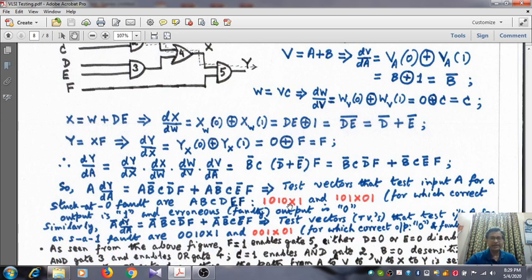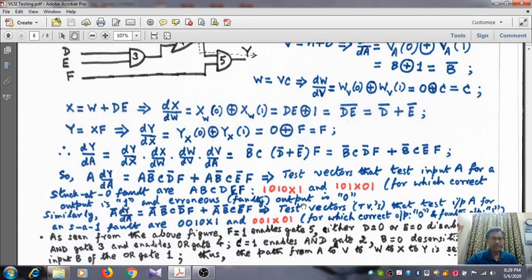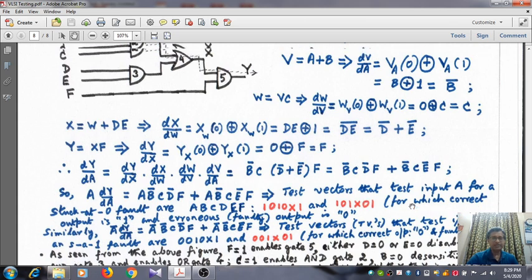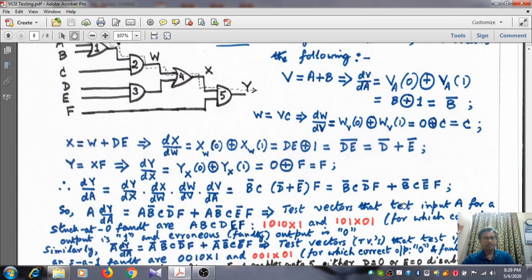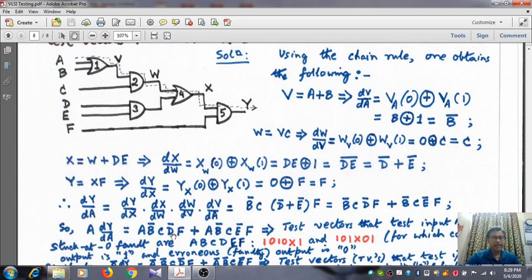My dear friends, you can write out the 3 test vectors, for which correct output is 1 and erroneous faulty output is 0. Why correct output is 1? See, as you have applied A to be 1, so here you get 1, C is 1, so you get 1. D and E, one of them is 0, you get 0. So 1, 1, and this all gets the 1, 1, and finally F is 1, so 1 and 1. Correct output is Y equal to 1.